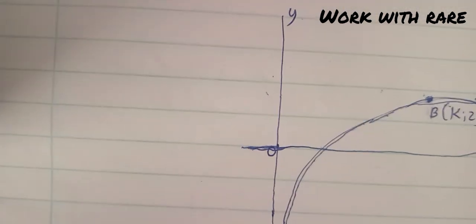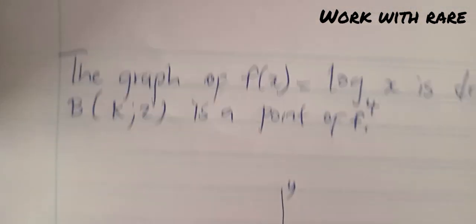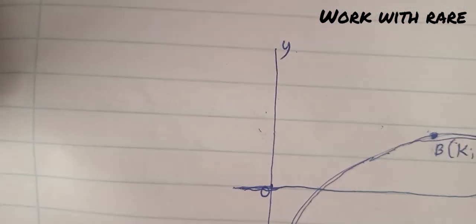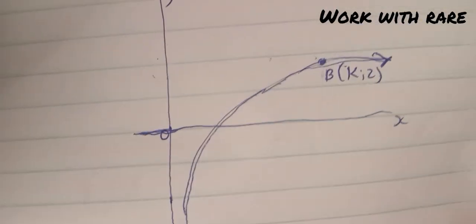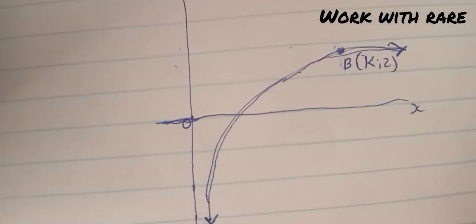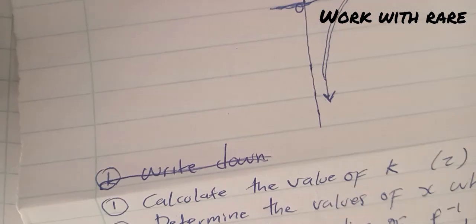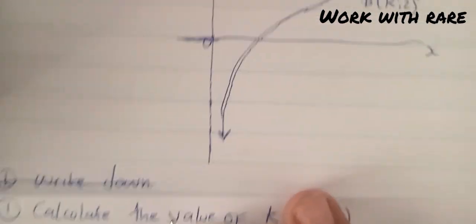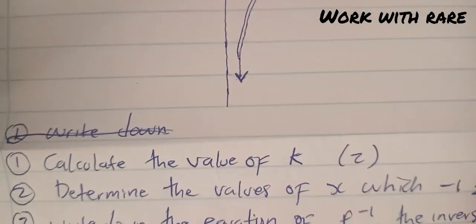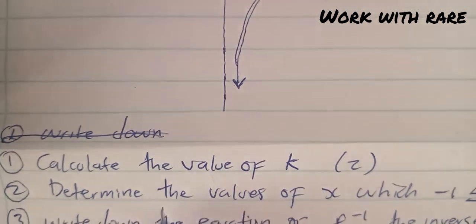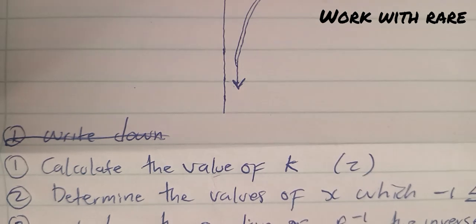Remember, k is this value from our graph. You see this B. Let me do this so that everything can appear. So we should calculate the value of k, and you see it's 2 marks.